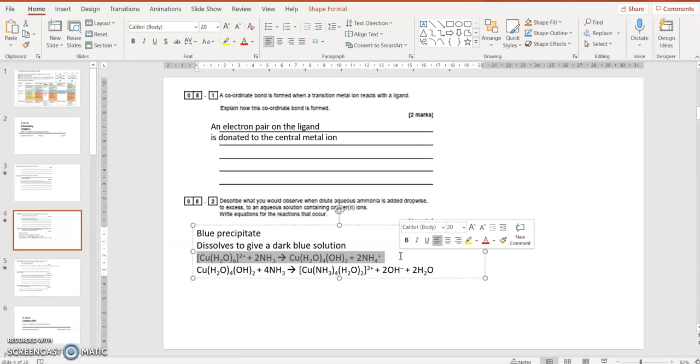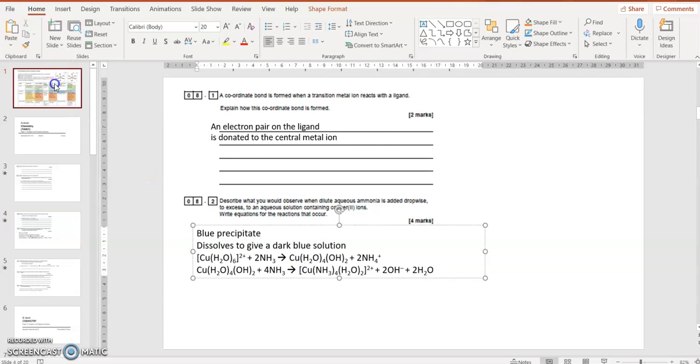The six waters of the copper get replaced, not by ammonias, but form OHs: [Cu(H2O)4(OH)2] as a blue solid. I've said NH3 in water makes ammonium hydroxide. So there's the hydroxide part, and it forms ammonium NH4+ ions, and then you've got to balance it.